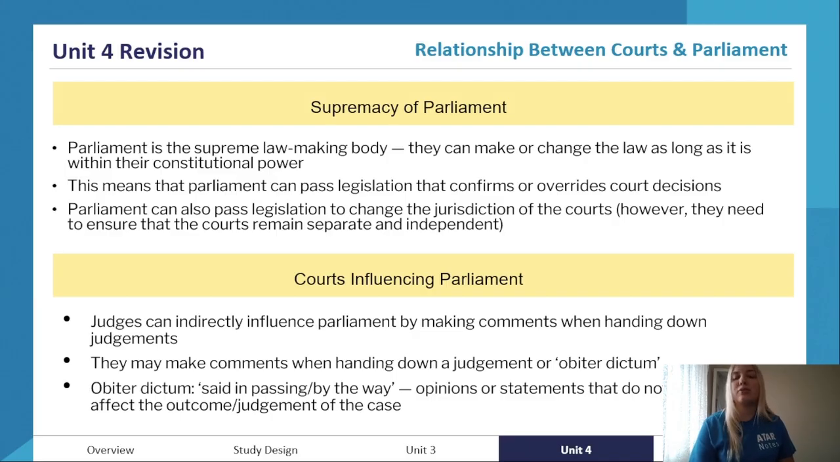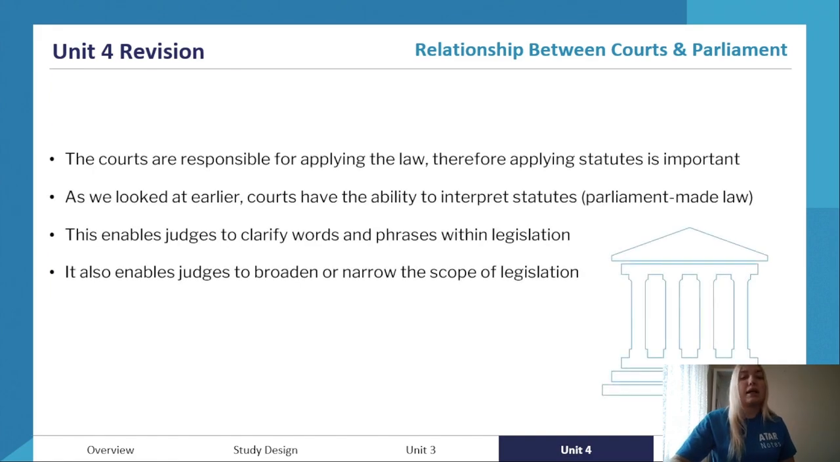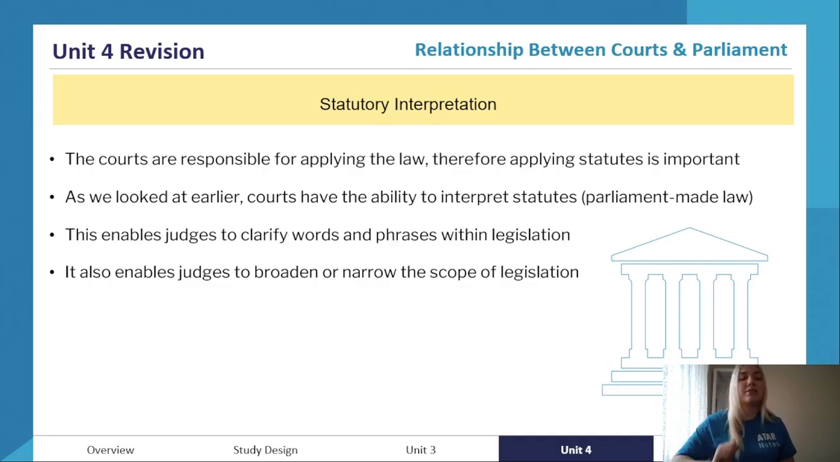Courts, however, can influence Parliament. This is done through judges' obiter dicta comments, comments made by the way when handing down a judgment. They can state opinions that do not affect the outcome or judgment of the case, but potentially urge Parliament to update the law, for instance, or to change something. And they may listen.